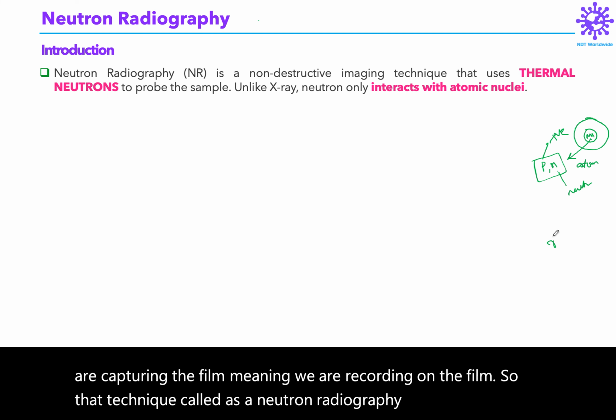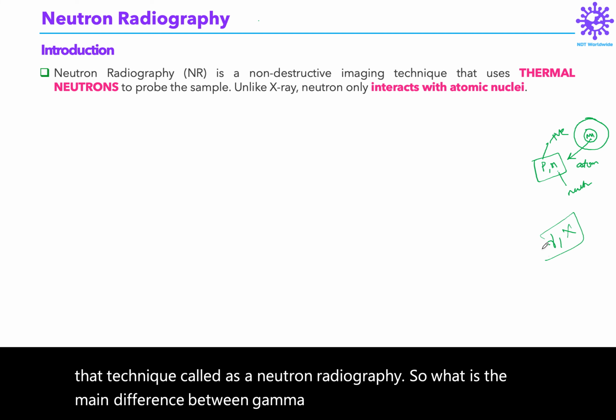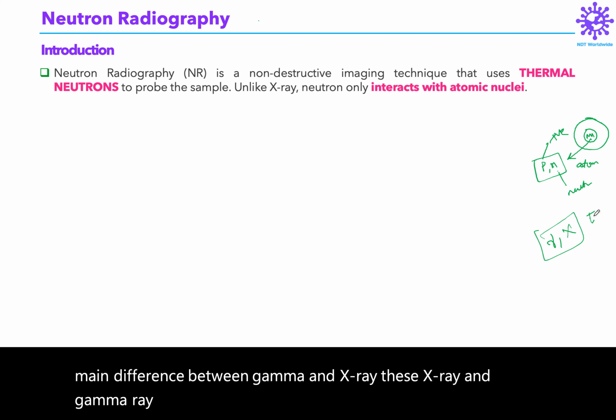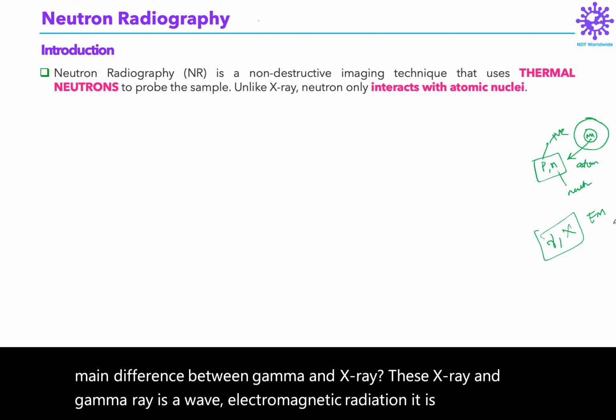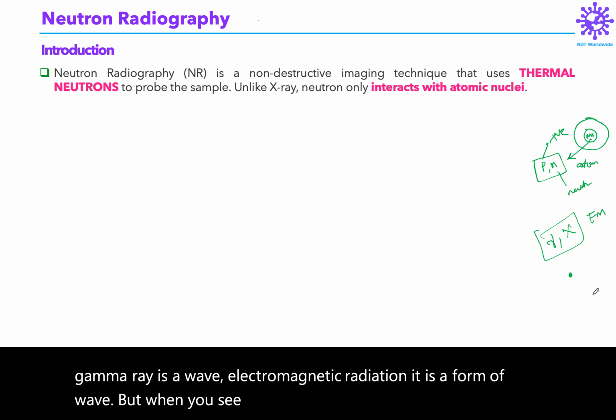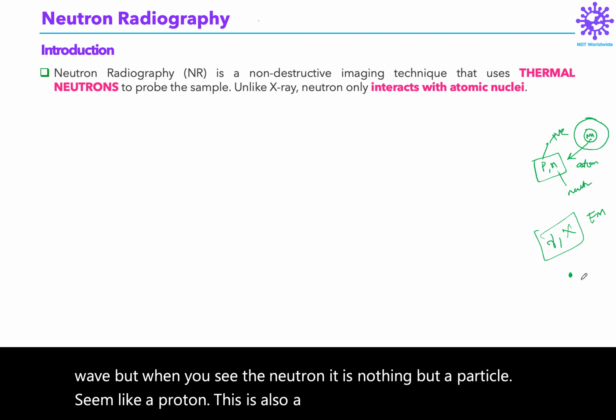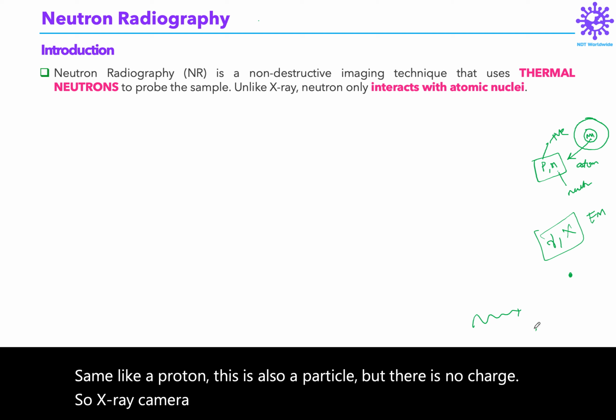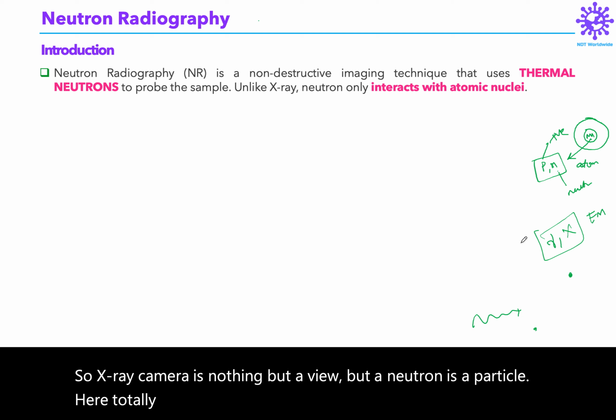So what is the main difference between gamma and X-ray? X-ray and gamma ray are waves, electromagnetic radiation. It is a form of wave. But when you see the neutron, it is a particle. Same like a proton, this is also a particle, but there is no charge. So X-ray and gamma ray are waves, but a neutron is a particle. So here the mechanism is slightly different.